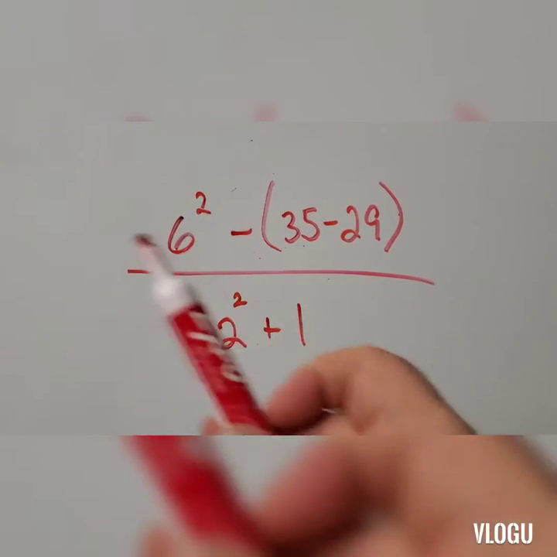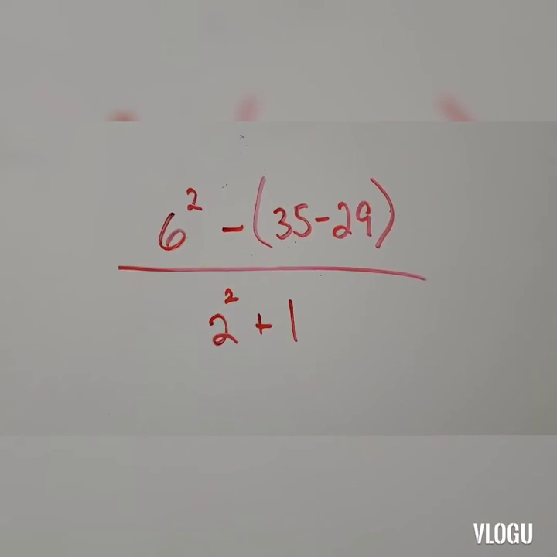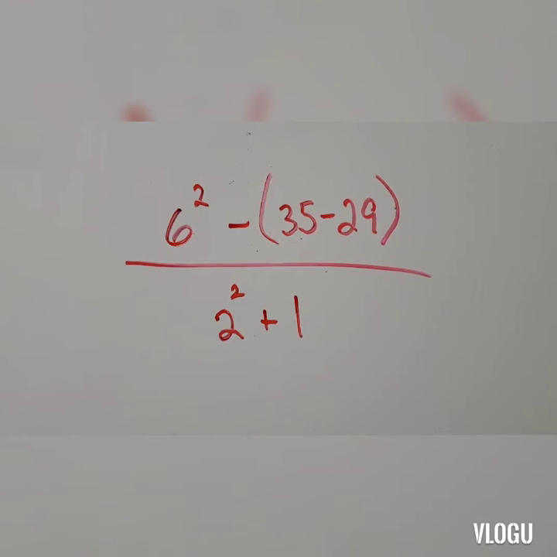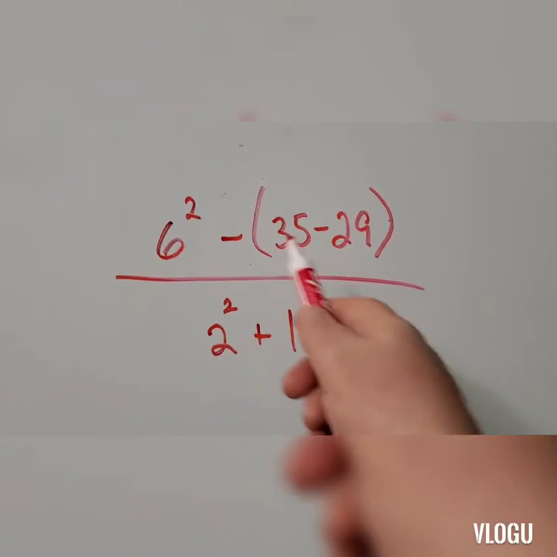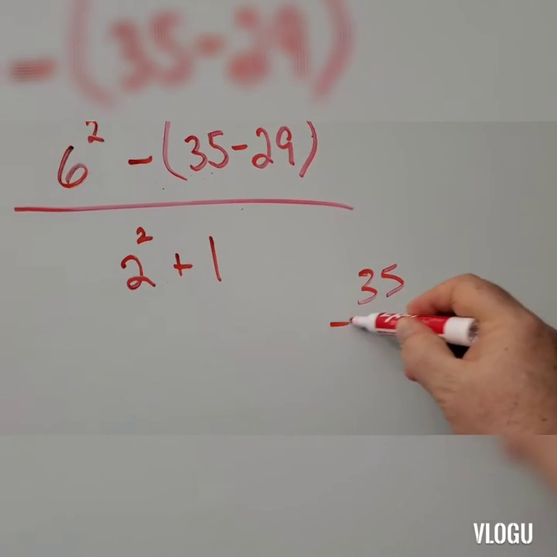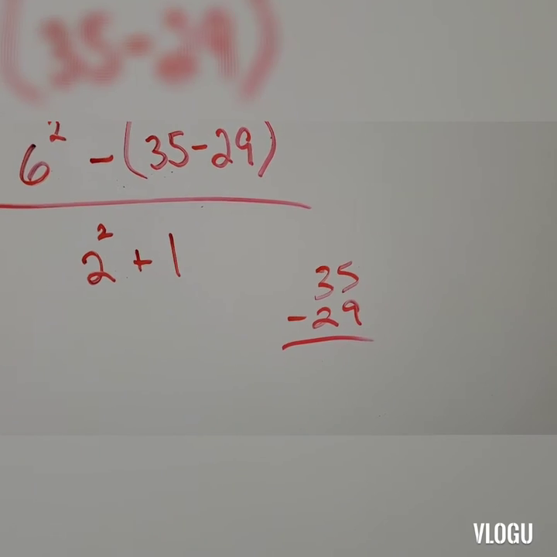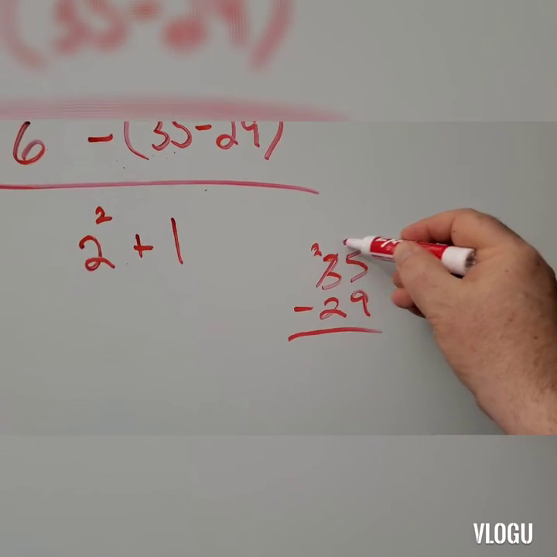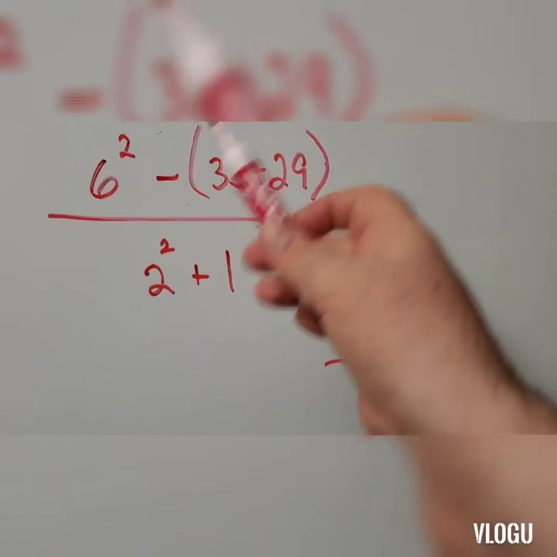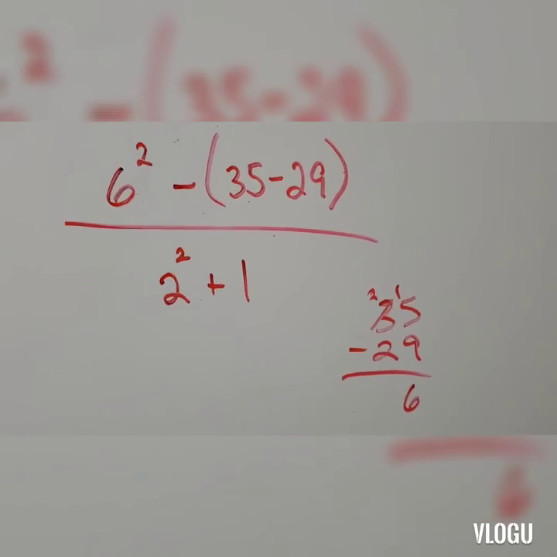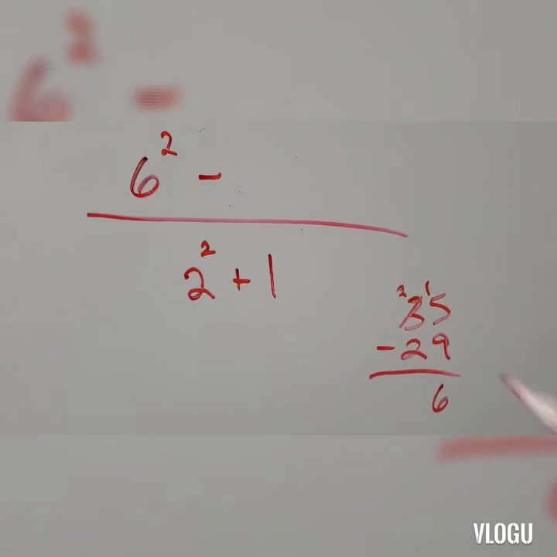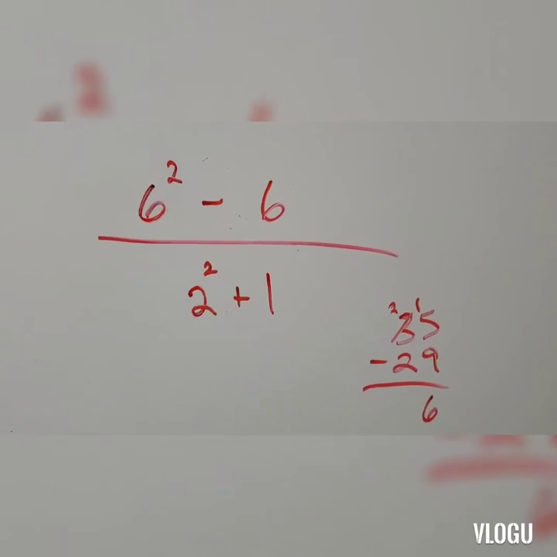If I look at the numerator first, I'm going to look for my order of operation, which is PEMDAS. I'm looking for parentheses. I see parentheses. I see the problem 35 minus 29. Well, if I do that, I find my answer is 6. The parenthesis has been resolved, and my answer in that is 6.